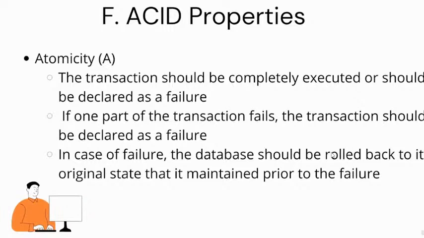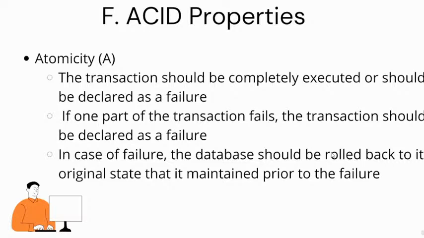Atomicity is the first property. The transaction should be completely executed or should be declared as a failure. So, if a database complies with this property, then in that particular scenario, the transaction that is processed by the database will either be completely executed or will be declared as a failure. Meaning, if one part of the transaction fails, the transaction will be declared as a failure by the relational database.